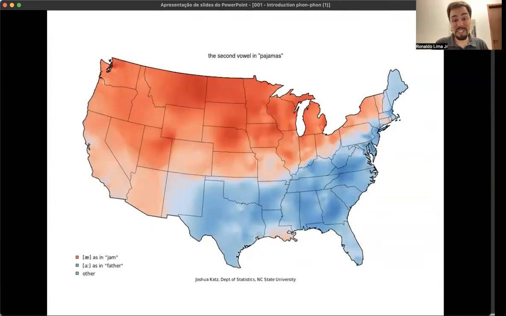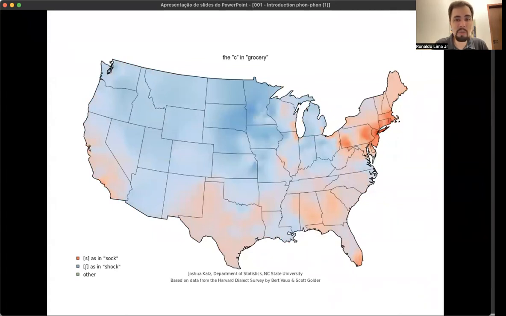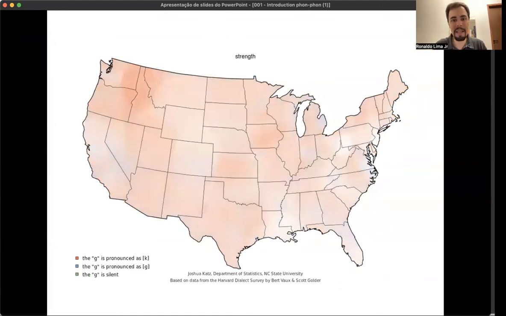Then pajamas. The red area, they favor one pronunciation. The blue area, another. The red area will favor to say "coupon," and the blue, "coupon." And you see no strong answers again, very light colors, right? Red here is "grocery," as in grocery store, and blue "grocery," as in grocery store. So again, variation. Do you say "strength" is the red one, "strength" with the blue, or green, the G silent? So you see, most of the United States, they pronounce "strength," but it's not very dark and very strong, right?